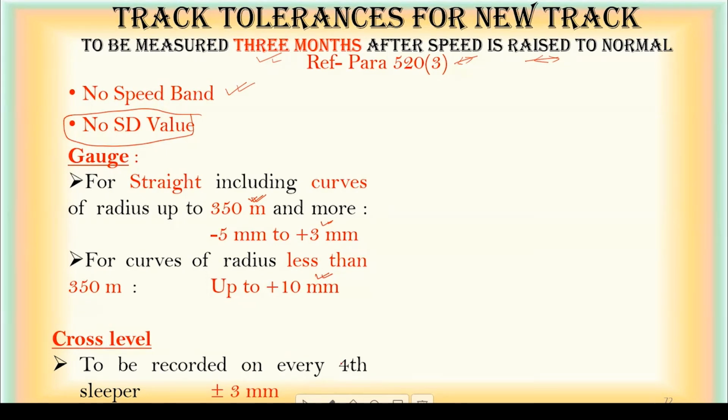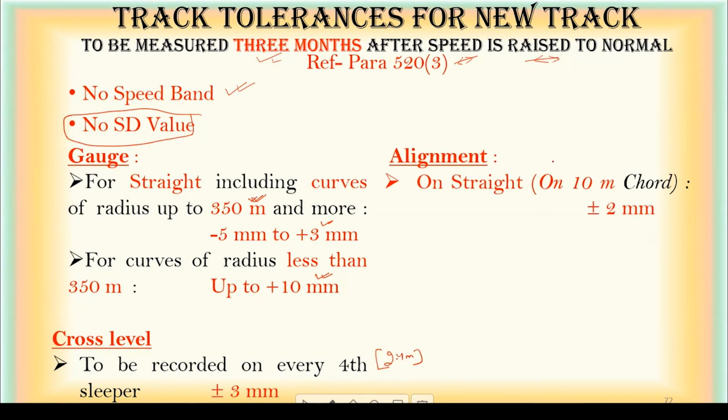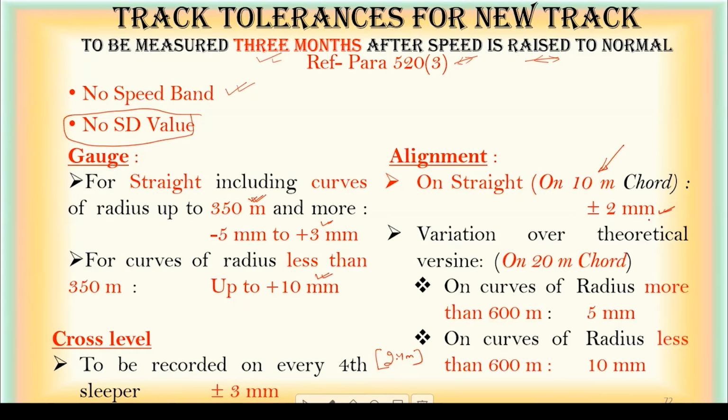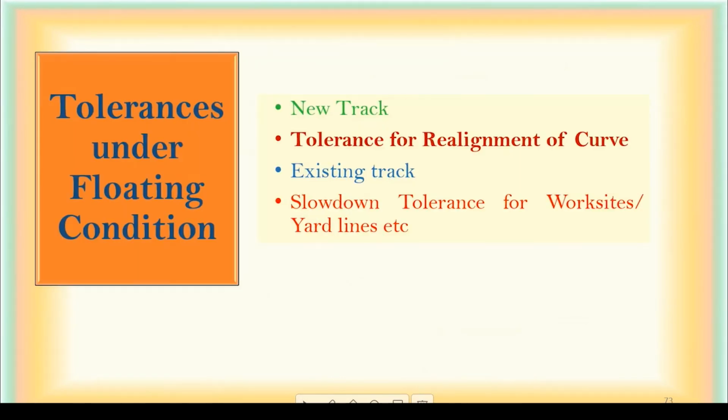cross level which is to be recorded on every fourth sleeper means how many meters? 2.4 meters. So for every 2.4 meter it should be ±3 mm. Alignment on a straight when it is measured with 10 meter chord, this should be ±2 mm. And variation of theoretical versine in case of curve which is to be measured on 20 meter chord should not be more than 5 mm for flatter curve. Here flatter curve means about 3 degree and sharper curve means more than 3 degree. Not exactly 3 degree, radius is 600 meters, so it will not be exactly 3 degree, but just for your memory I am saying it.